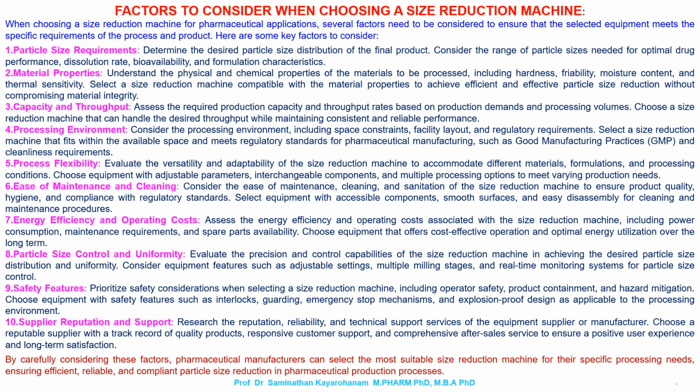Assess the required production capacity and throughput rates based on production demands and processing volumes. Choose a size reduction machine that can handle the desired throughput while maintaining consistent and reliable performance.